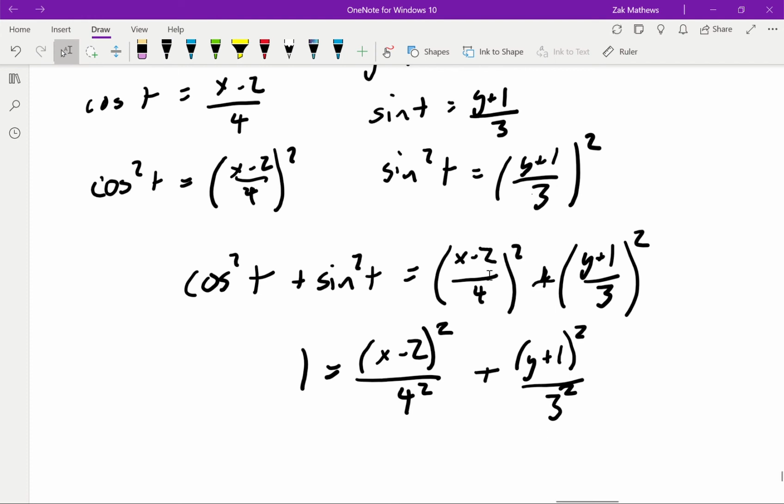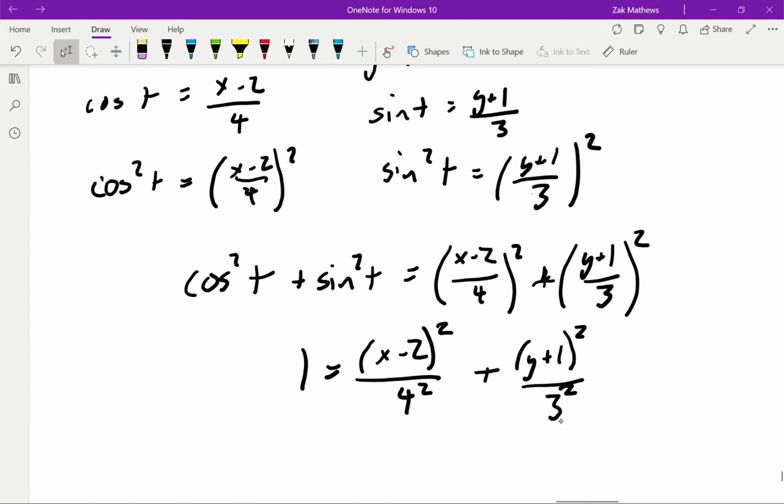And I've also gone ahead and moved the square to both top and bottom, because if it wasn't obvious at this point, it should be now. What we have here is an ellipse. We have an ellipse that's centered at 2, -1. The x spans 4 units either side, the y spans 3 units either side.